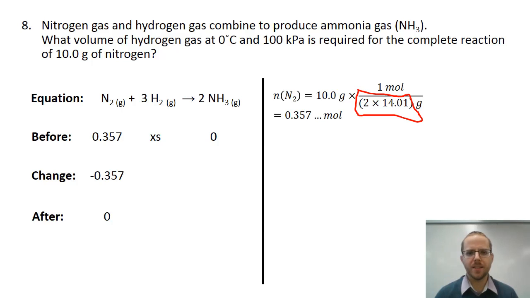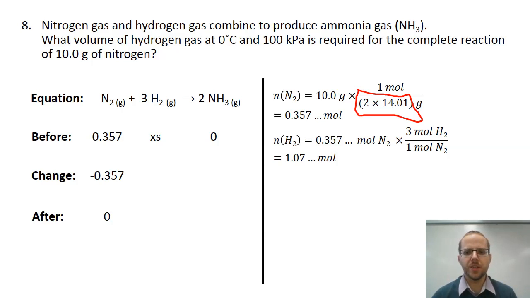We're assuming an excess of hydrogen gas, and that we're also making the claim that all of the nitrogen is completely reacted. That's what the question is asking, and 0 for our product. We can use the mole ratio of 3 to 1 to convert the moles of nitrogen into the moles of hydrogen to work out 1.07 moles.